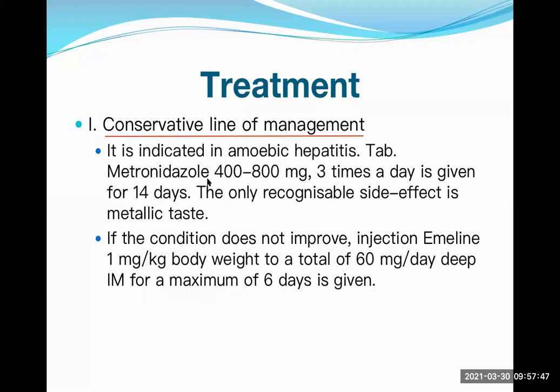Now emetine is another drug which is used for the treatment. And sometimes, to eradicate Entamoeba histolytica from the GI tract, even diloxanide furoate can be used. Diloxanide furoate is used to eradicate the cyst forms. Now let's come to the point here.